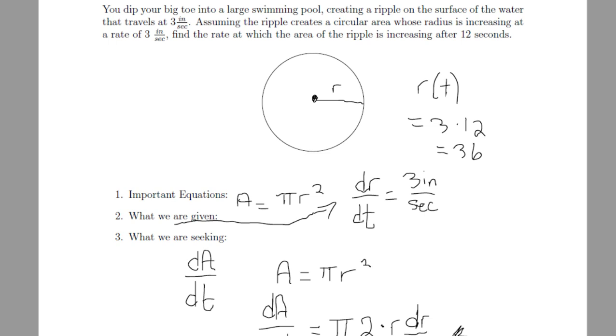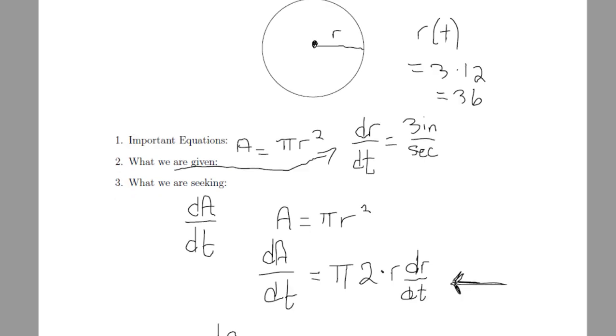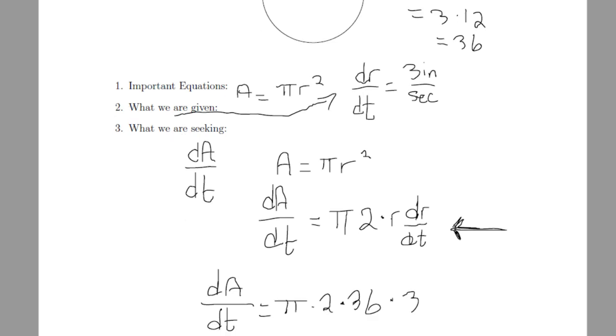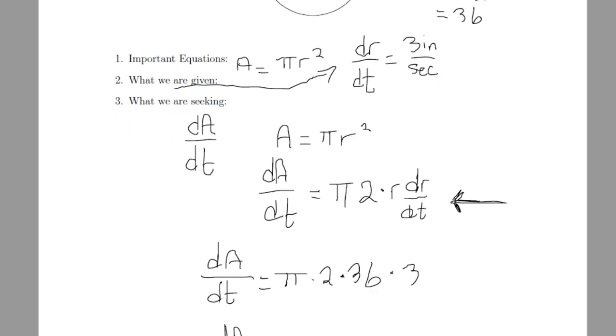All right, and this one, the important equation that we use is the area of the circle, which is pi r squared. Shouldn't be anything too crazy complicated there, but we use a chain rule to differentiate r squared. We'll get it in terms of r times dr dt, and we just plug in the values that we know of r and dr dt, and we'll find our area with respect to time.